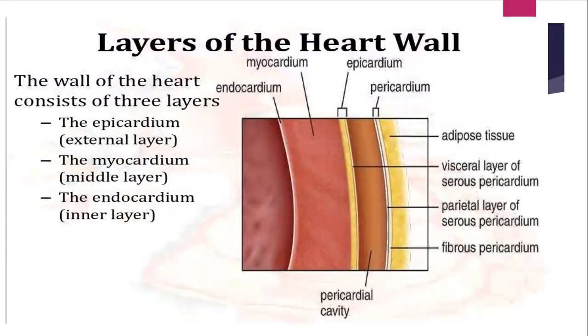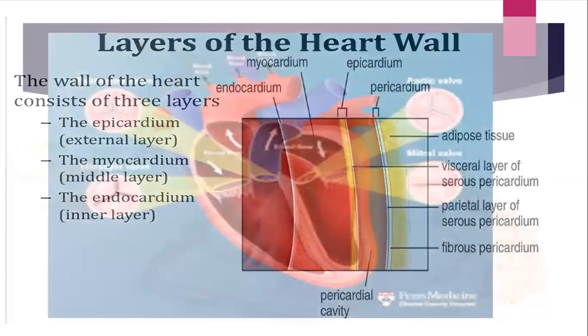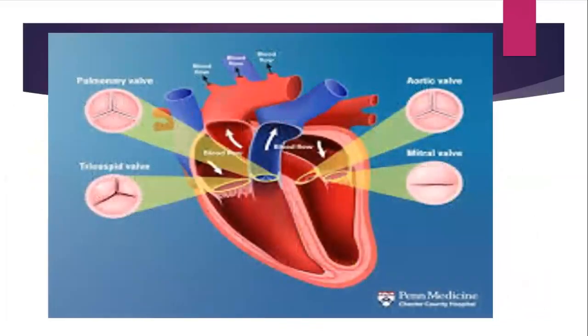So the walls of the heart consist of three layers. That is the epicardium, the external layer, the myocardium, the middle layer, and the endocardium, the inner layer. So you can see all those there, the cavity. The pericardial cavity is in between the pericardium and the epicardium. The myocardium and endocardium, all these you can see very well.